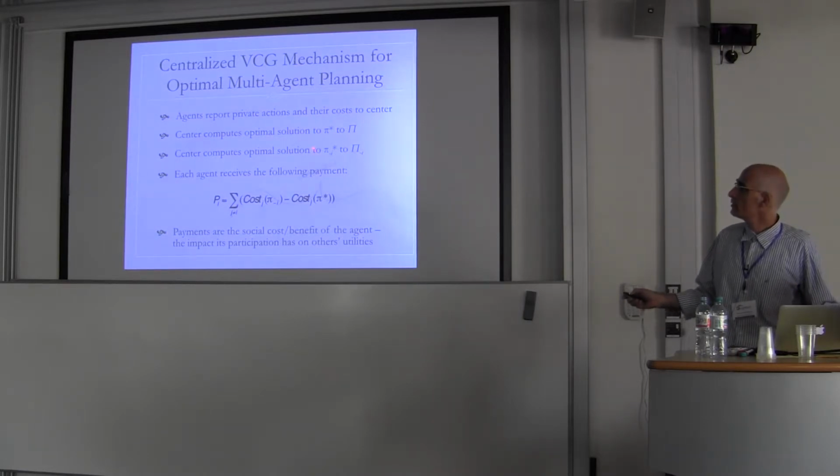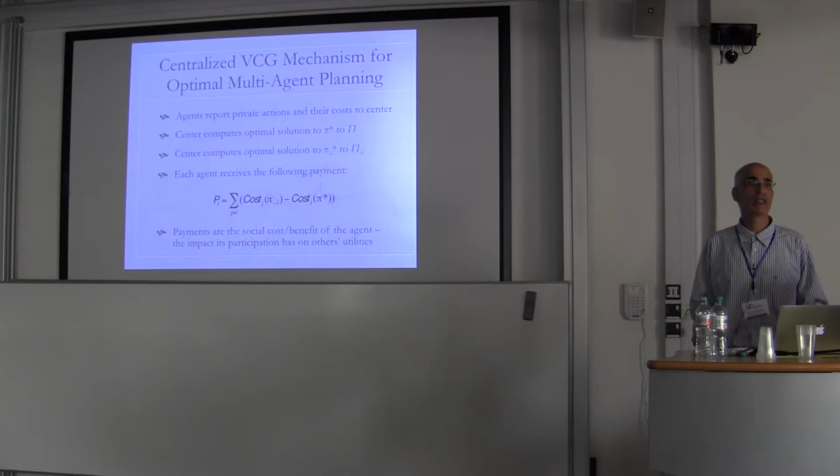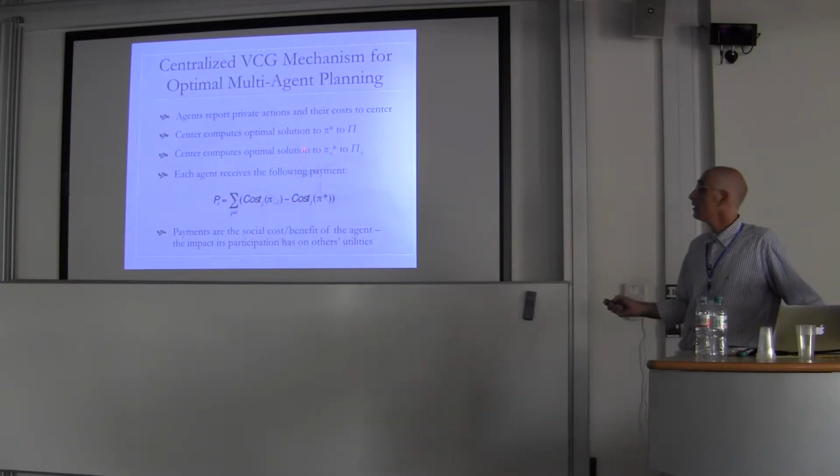Then it computes an optimal solution to each marginal problem, this is a problem without each one of the agents. So pi minus i is a problem where we exclude agent i. Agent i's actions are not taken into account. Then each agent receives the following payment. This is the payment that agent i receives.